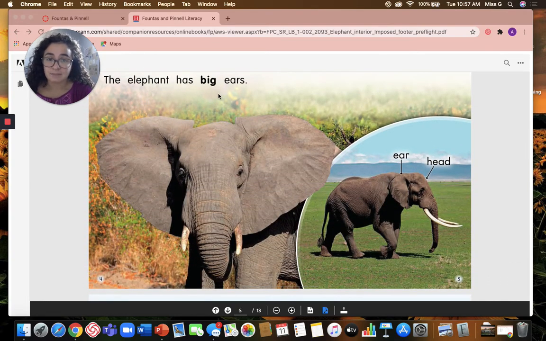The elephant has big ears. And over here on the picture of the full elephant, we can see that the word head is still pointing to the head, and also that now we have a new label with the word ear pointing to the elephant's ear. Over here, we can also see that first there's a picture of the elephant's ears up close, and over here the picture's further away. So by seeing it close up and then further away, it helps us understand the information of where the elephant's head and ears are.